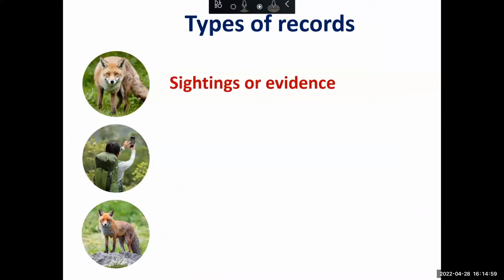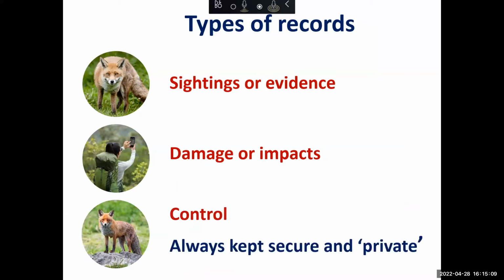Types of records that you can record. You can record sightings or evidence of foxes. You can record the damage or the impacts that they've had in your local area. And you can also record control activities.